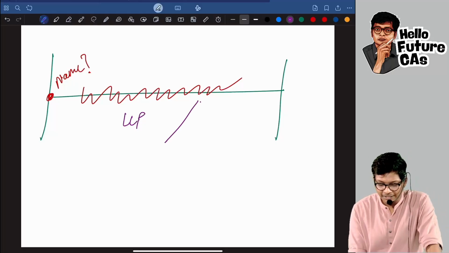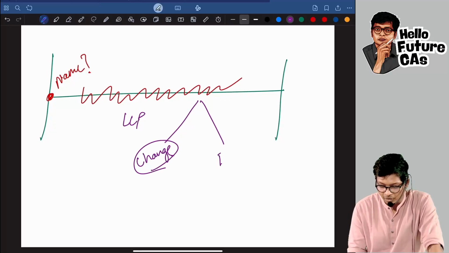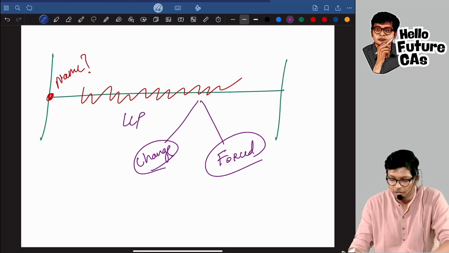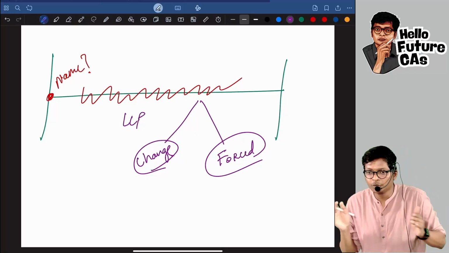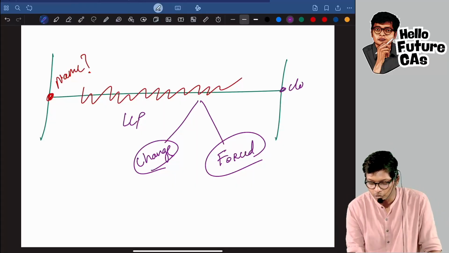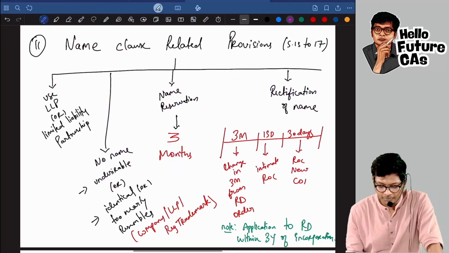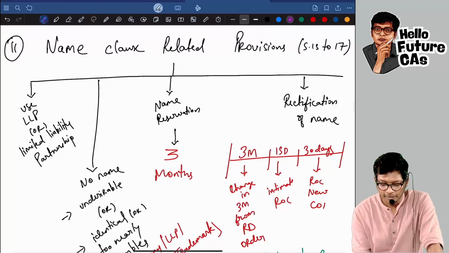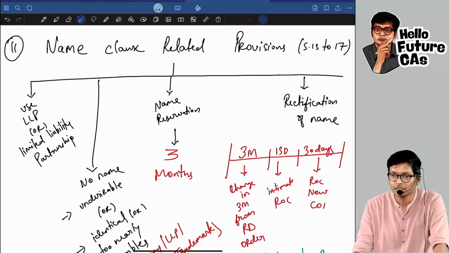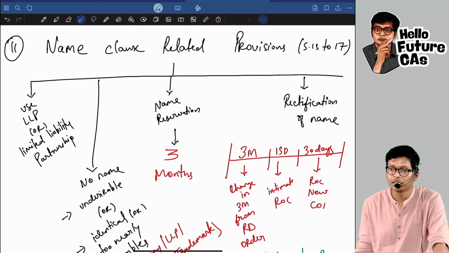Then during the life, two things can happen. LLP by itself is changing the name, or second, LLP is forced to change the name. When I start the LLP, during the life, I am changing by myself, I am being forced to change. And the end, when you close down the LLP, that's it, LLP shut down. For this, what are the provisions? First one, when you start an LLP, you have to do reservation of name. Reservation of name for LLP is 3 months.